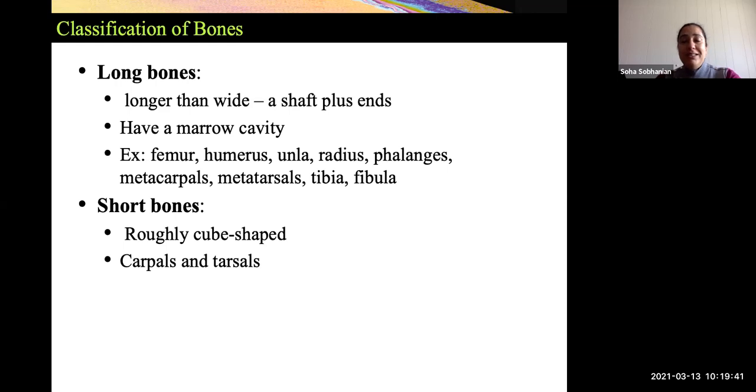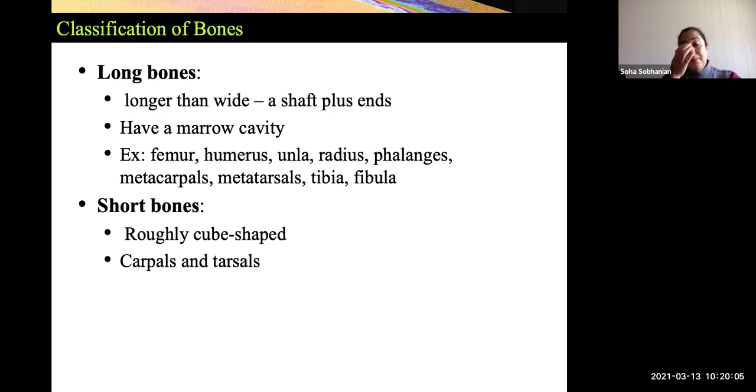So far, what we looked at is basically classifying bones based on where they're located in our body. The next way that we can classify bone is based on how they look, not based on their location, but how they look. And they're broken down to 4 categories. And the names of these are pretty self-explanatory.